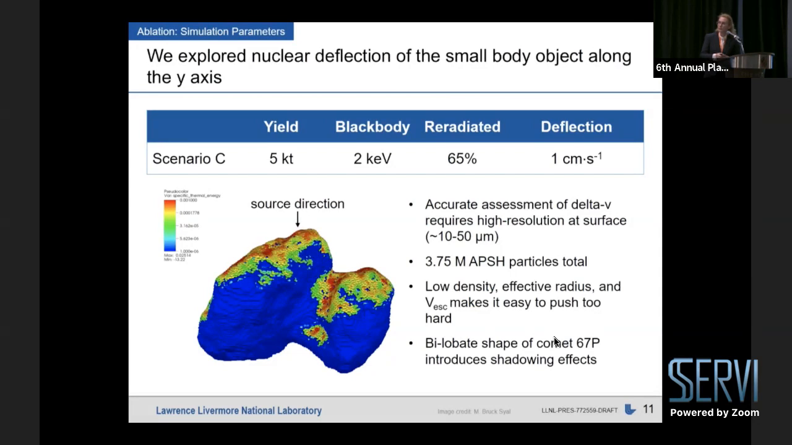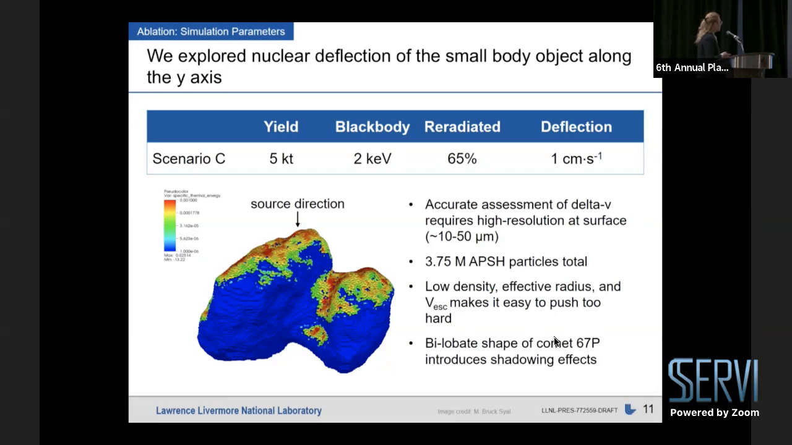Our initial conditions for scenario C are defined by the deflection criterion for scenario A and B in our deflection study, and from some preliminary simulation results that we had. So scenario C is defined by having a 5 kiloton device, 2 keV black body, 65% re-radiated, with the hopes of having a gentle deflection of 1 centimeter per second. And to achieve this goal, we have to have really high resolution at the surface, around 10 to 50 microns, to capture and accurately assess the delta V.